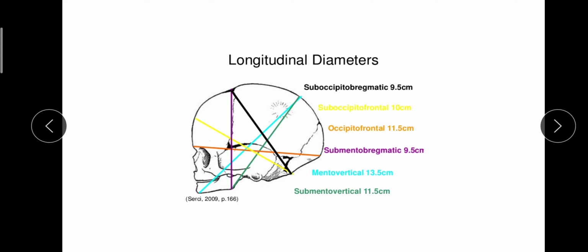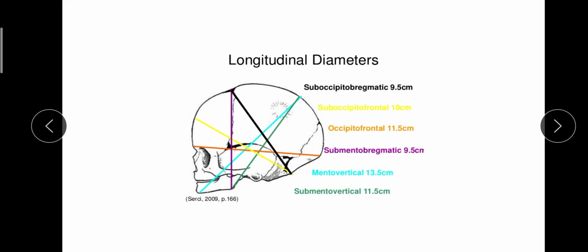In this picture you can see all the longitudinal diameters, how they extend and what the measurements are: suboccipitobregmatic 9.5, suboccipitofrontal 10 centimeters, occipitofrontal 11.5, submentobregmatic 9.5, mentovertical 13.5, submentovertical 11.5 centimeters.